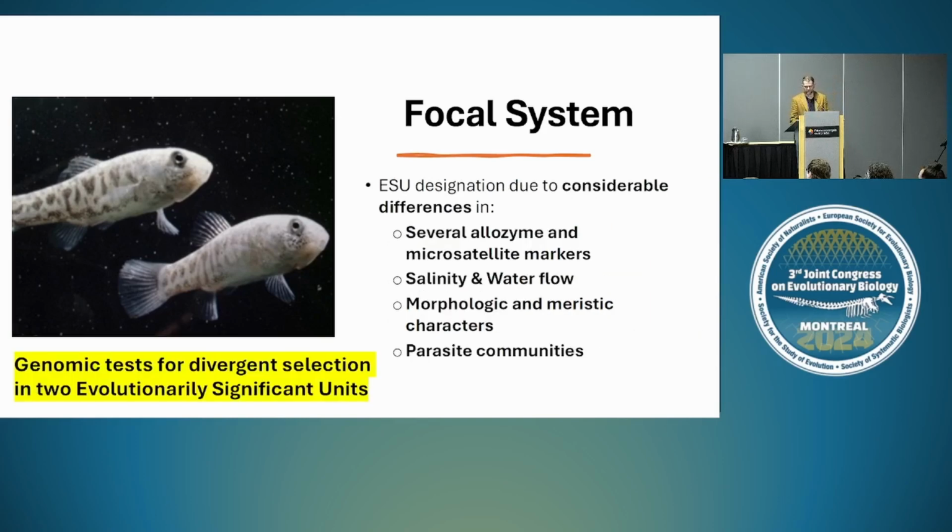The ESU designation is due to considerable differences at several allozyme and microsatellite markers, as well as key differences in salinity and water flow, morphologic and meristic characteristics, as well as very different parasite communities. So this provides a great backdrop to explore patterns of divergent selection between these really cool isolated desert springs. So that was our primary objective going into the study.